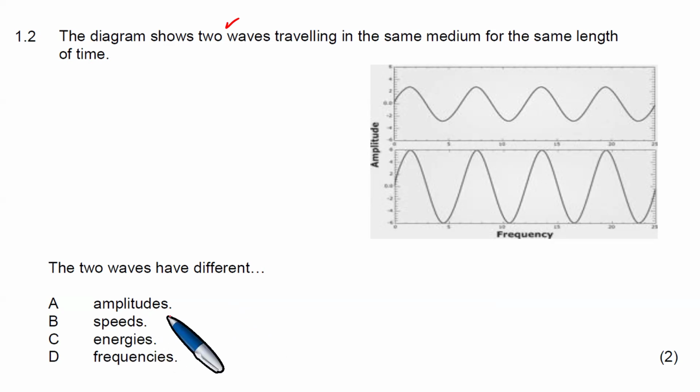Do they have different amplitudes? Do they have different speeds? Do they have different energies? Do they have different frequencies? What do they have that is different? Anyone home quickly, before I give the answer? Which one do you think is the correct answer? Please come again.